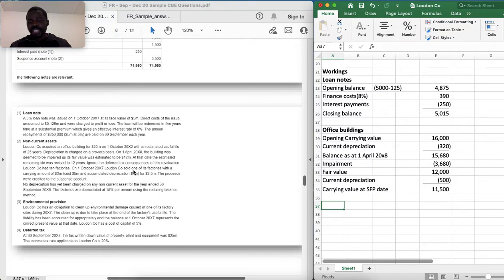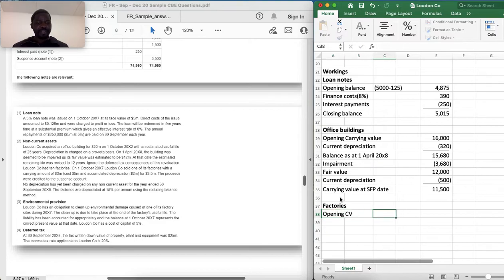We are also told here that on 1 October, Loudon sold one of his factories with a carrying amount of 3 million, cost 5 million, accumulated depreciation 2 million, for 3.5 million. The proceeds were credited to the suspense account. So they were debited to the bank and credited to the suspense account. So now we have got the factories. So we'll say here, factories, opening carrying value, opening carrying value CV.